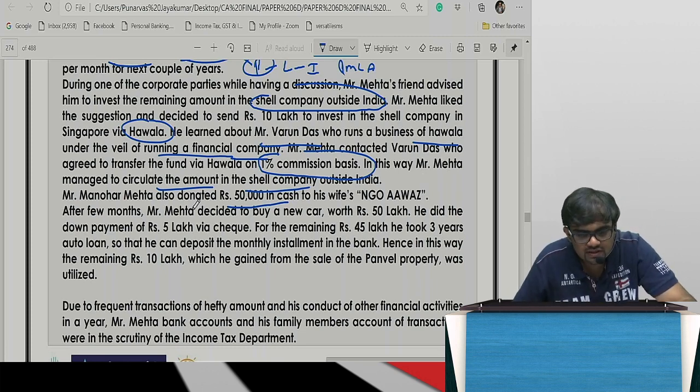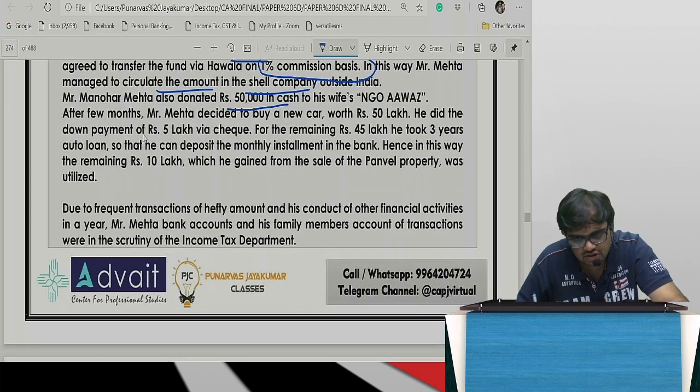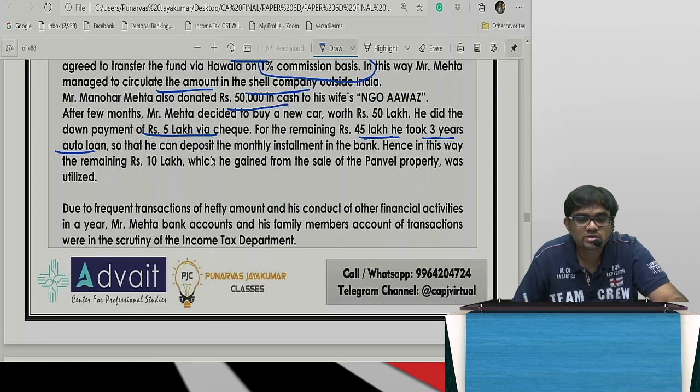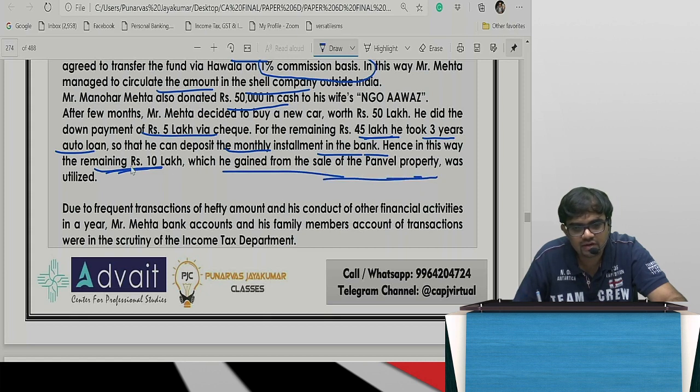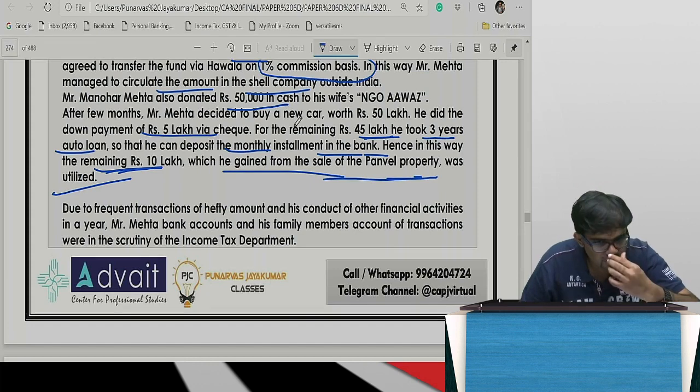After a few months, Mehta decided to buy a new car worth 50 lakh rupees. He did the down payment of 5 lakh via check, and for the remaining 45 lakh he took a 3 year auto loan. He had money, but took the auto loan anyway, so he could deposit the monthly installment in the bank. Hence, this way, the remaining 10 lakh, which he gained from the Panvel property, was also utilized. He started depositing money for the auto loan.